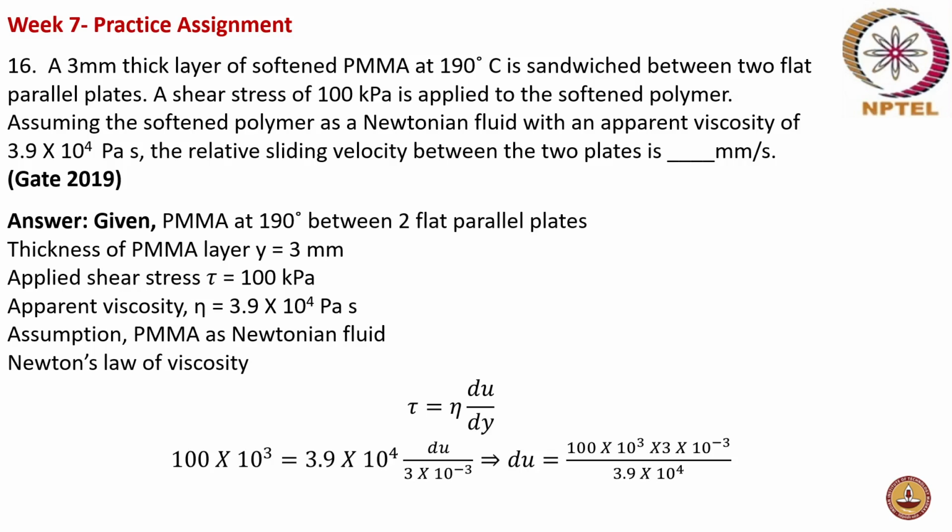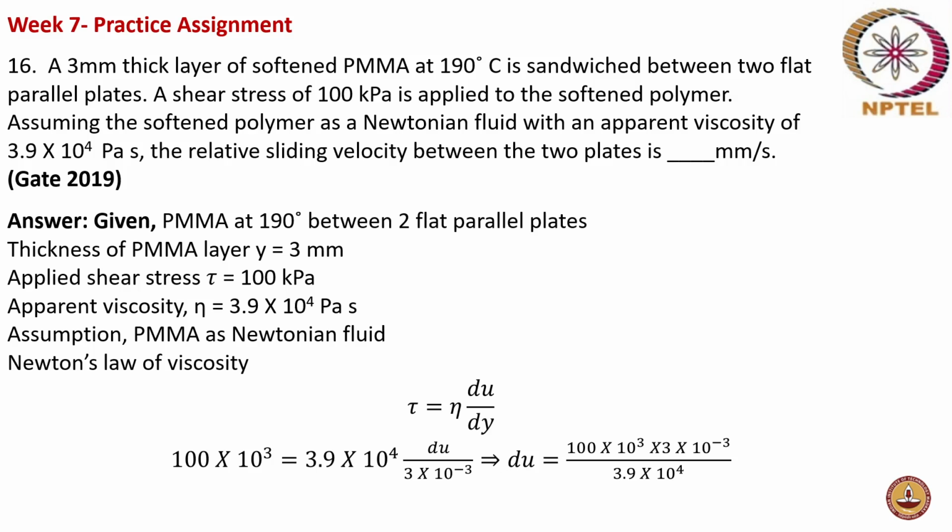So we have the value of stress, which is 100 into 10 power 3 Pascal. We also have the value of eta, which is 3.9 into 10 power 4 Pascal seconds. We do not know the relative velocity, but we know the thickness, which is 3 millimeter, that is 3 into 10 power minus 3 meter.